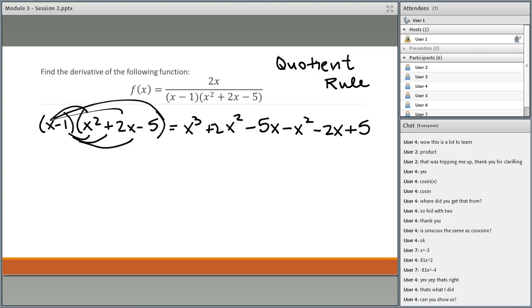And then I can simplify anything that I can. I can combine like terms. So unlike the last one that we did, where things canceled nicely, this one doesn't necessarily work the same way. But I can combine. I have x to the third. That doesn't combine with anything else. And I have 2x squared minus x squared. So I'm left with x squared, 2 minus 1. So I'm just left with 1x squared. And then minus 7x plus 5. Are there any questions?